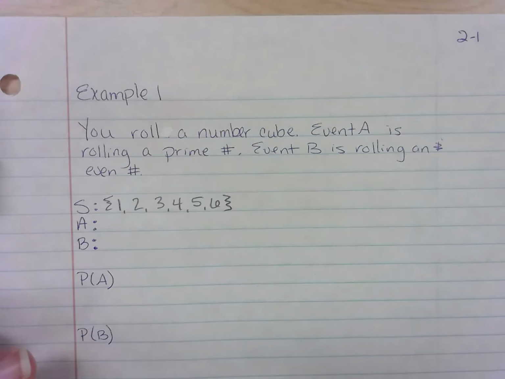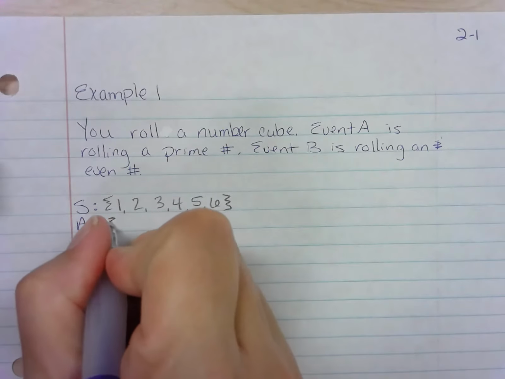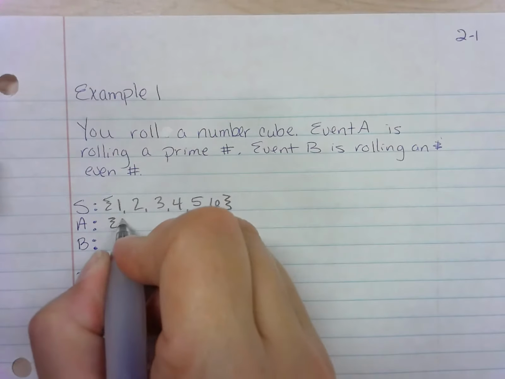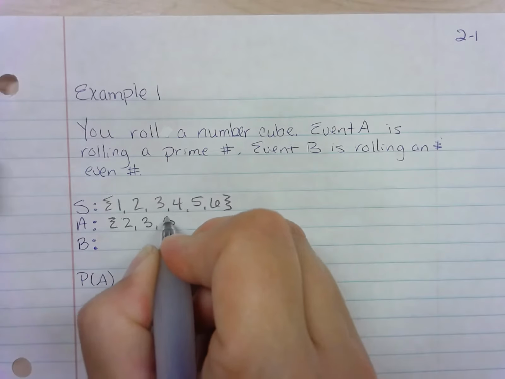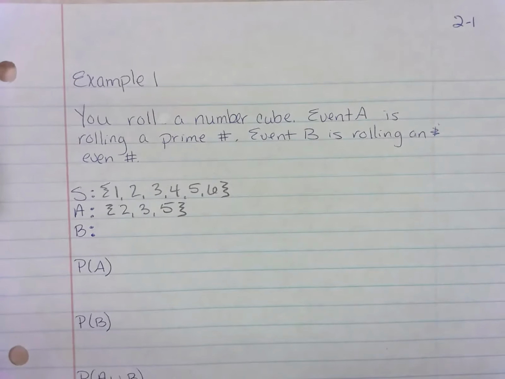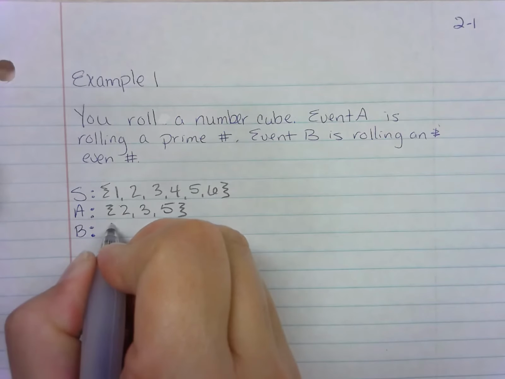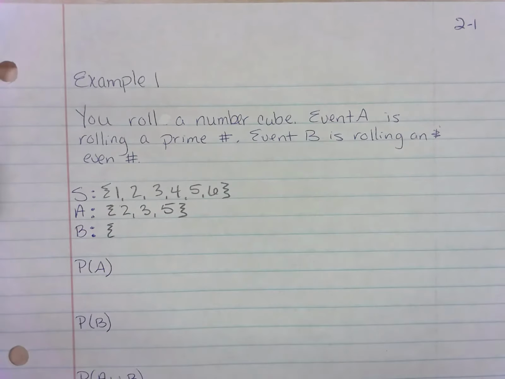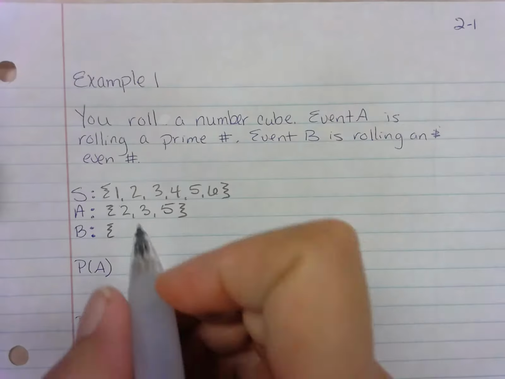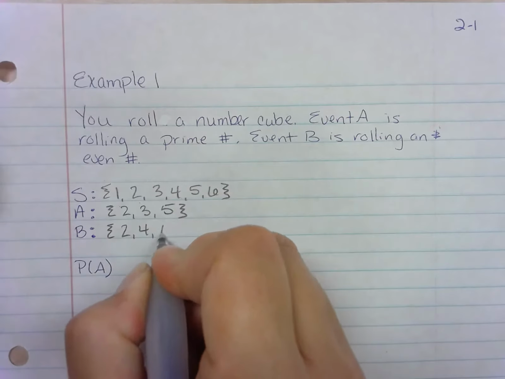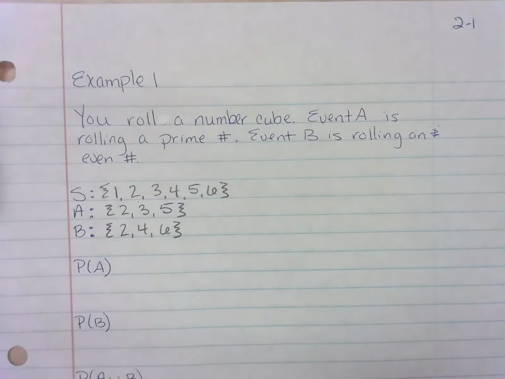Event A is what if you just roll a prime number? So that set is just the prime numbers, and the prime numbers out of this list are 2, 3, and 5. So that set shows me those three numbers. And event B is, what if you roll an even number? Well, the even numbers are 2, 4, and 6. So 2, 4, and 6 are the set for event B.